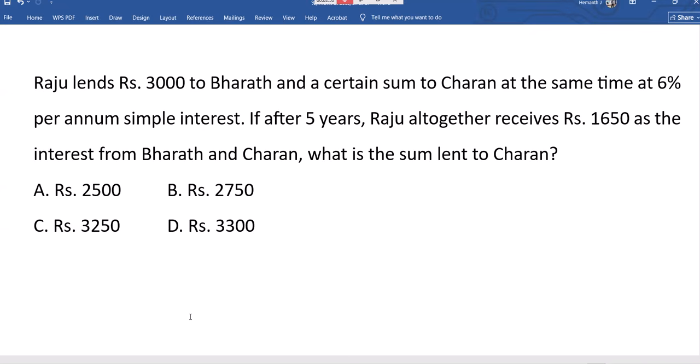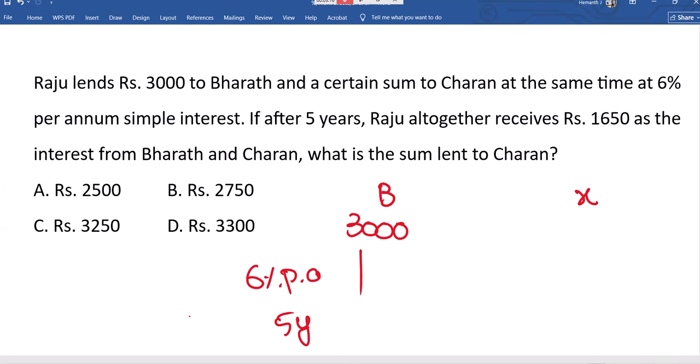The rate of interest is the same. After 5 years, together he is getting 1,650. Then what is the amount given to Charan? That is the question. Bharat got 3,000, and for Charan some amount is given. So 6% per annum. How many years? 5 years.